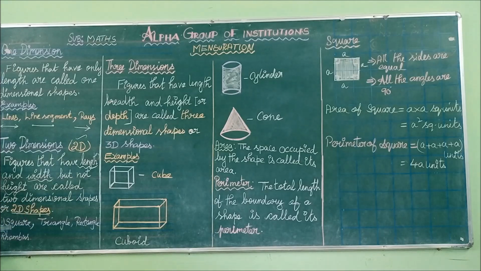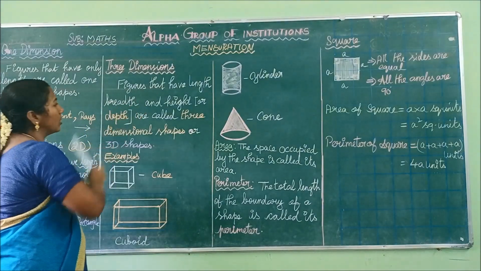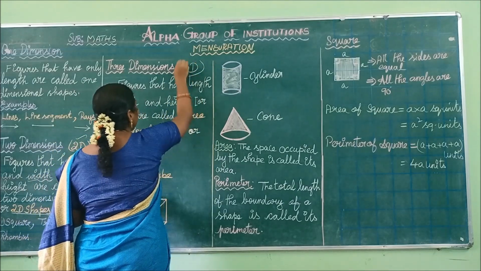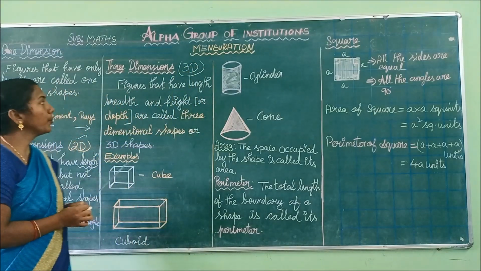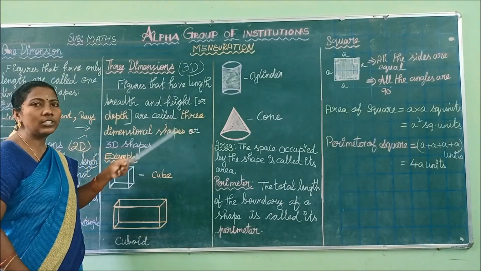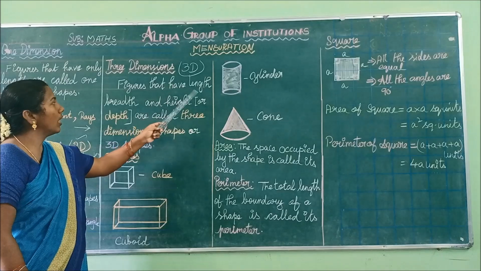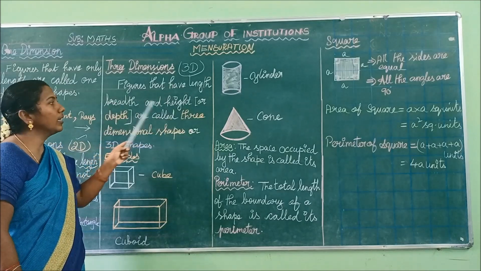Let us see some examples: square, triangle, rectangle, rhombus, quadrilateral, etc. These are said to be two-dimensional shapes. I hope you understand. Next we are going to see three-dimensional shapes. Shortly we write it as 3D, three-dimensional. What is meant by three-dimensional shapes? Read the definition. Figures that have length, breadth and height.